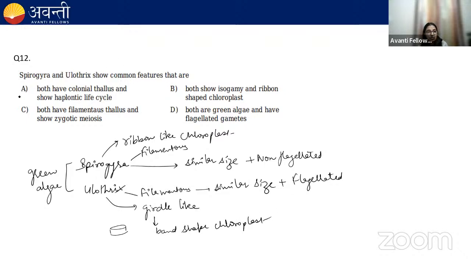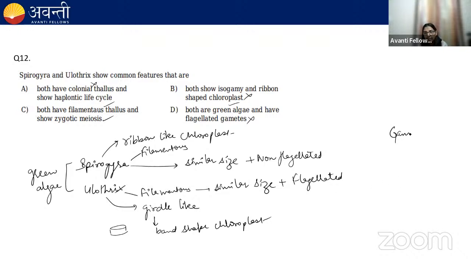Now let's look at the options. A says both have colonial thallus. No, they have filamentous thallus. B, both show isogamy and ribbon-shaped chloroplast. No, they show isogamy, but Spirogyra has ribbon-shaped chloroplast while Ulothrix has girdle-shaped chloroplast. D, both are green algae. Yes, they are green algae. They have flagellated gametes. No. Spirogyra has non-flagellated gametes, and Ulothrix has flagellated gametes. C, both have filamentous thallus. Yes, they have. They show zygotic meiosis. Yes, they show zygotic meiosis.